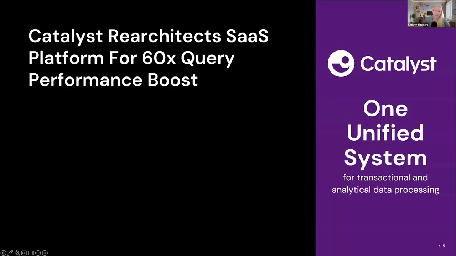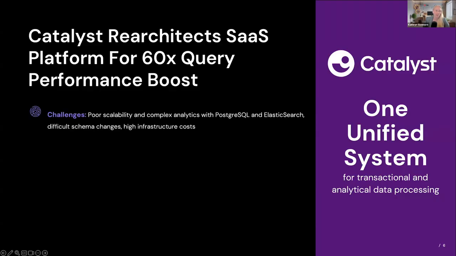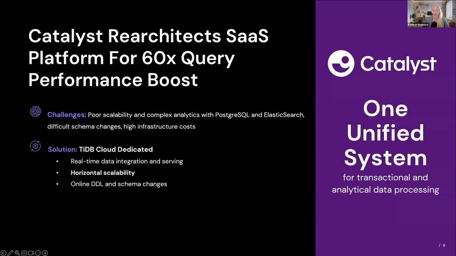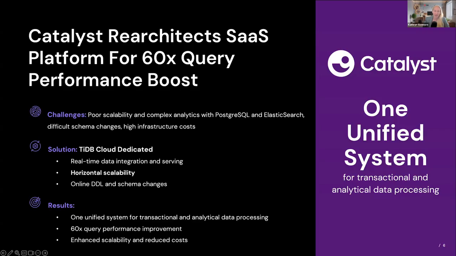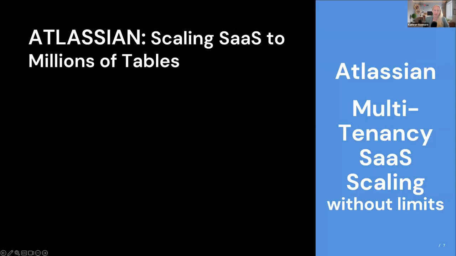So here's another customer that re-architected their SaaS platform with TiDB and was able to achieve 60 times the query performance boost by doing that. The challenge was both scalability and complex analytics. What they were using was Postgres and Elasticsearch, which was really giving them challenges, especially with schema changes and high infrastructure costs. So they went with TiDB Cloud Dedicated, which gave them real-time data integration and linear scalability, as well as online schema change. So huge improvements there, as well as a result of that 60-time query performance improvement. Really impressive performance boost for Catalyst.